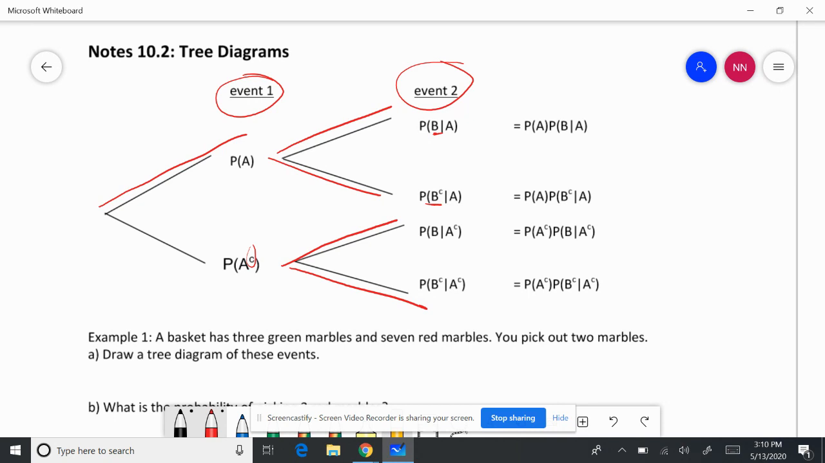Now, how we figure out the probabilities is we multiply them. So the probability that A happens and then B happens is right here. The probability that A happens and then not B happens. The probability that A doesn't happen but B happens. And the probability that A doesn't happen and B doesn't happen. So that gives us all of our possibilities. We're going to look at two examples: a basic one, and then a more complex one.